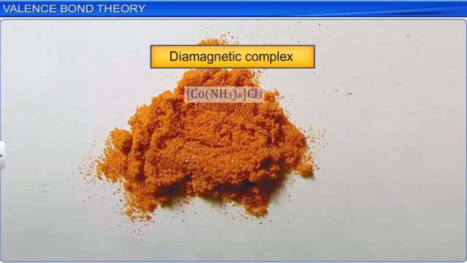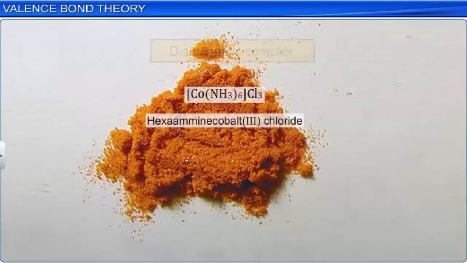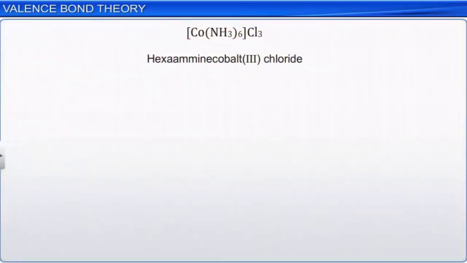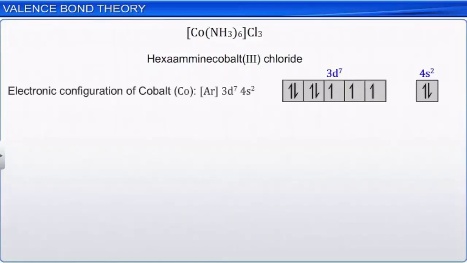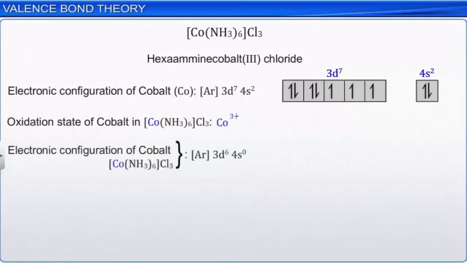For example, a diamagnetic complex, that is hexamine cobalt 3 chloride, is taken. You can see the sample in the module. The electronic configuration of the cobalt atom is argon 3d7 4s2. See, the distribution of electrons is given in this. The oxidation state of cobalt in hexamine cobalt 3 chloride is plus 3.